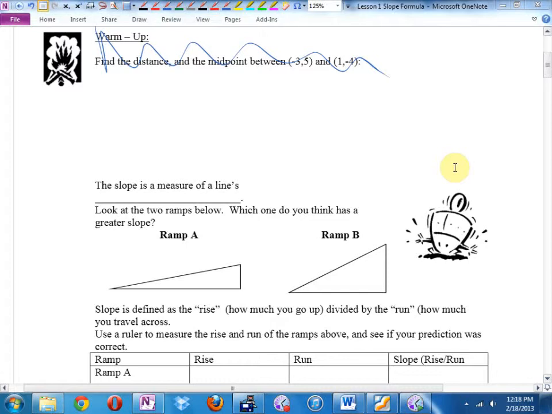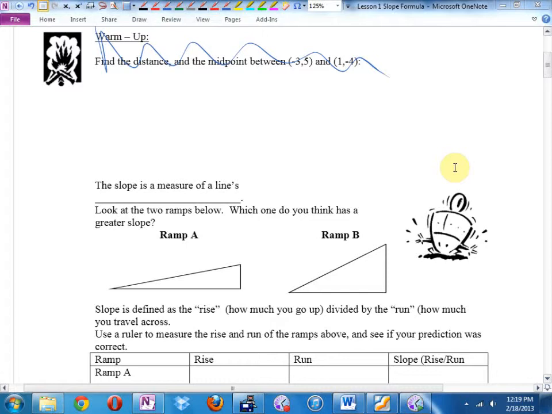Can anybody think of a clever way that we could distinguish between uphill and downhill? Think Science 10 vectors, positive and negative. Okay? So we've kind of worked some of this. In fact, some of you have done some slope already in your Science 10 class, perhaps. I'm going to teach it from scratch.